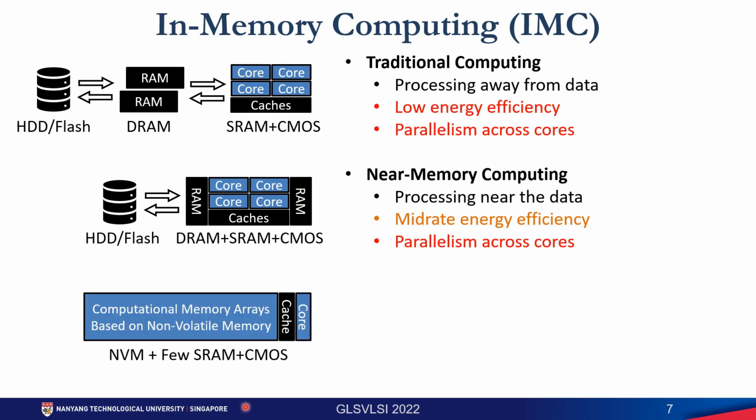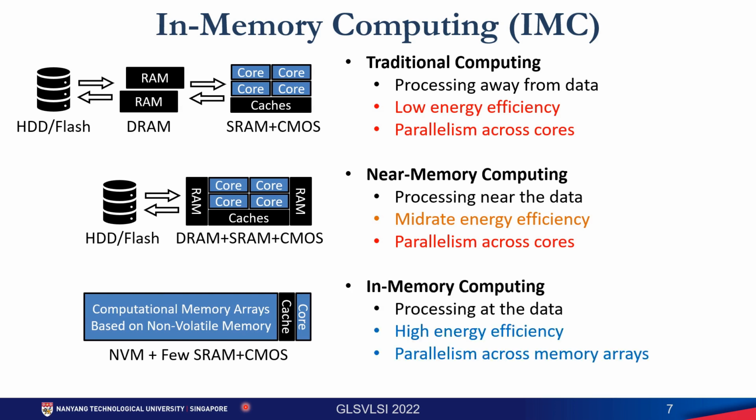Therefore, in-memory computing is proposed. The non-volatile memory can work as both the storage and the memory. We can build computational memory arrays based on non-volatile memory to process where the data is located. In-memory computing reduces the data movement greatly and brings high energy efficiency. Instead of parallel processing across the cores, now we can conduct parallel processing across the data, which brings very high parallelism.